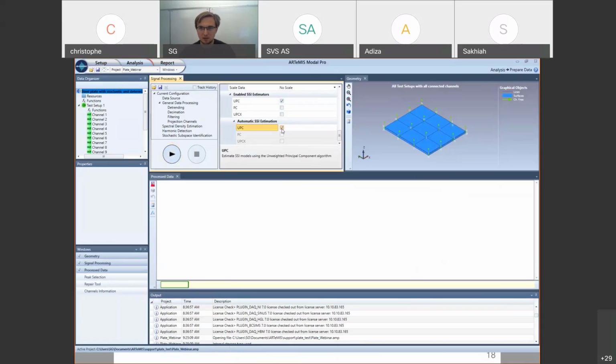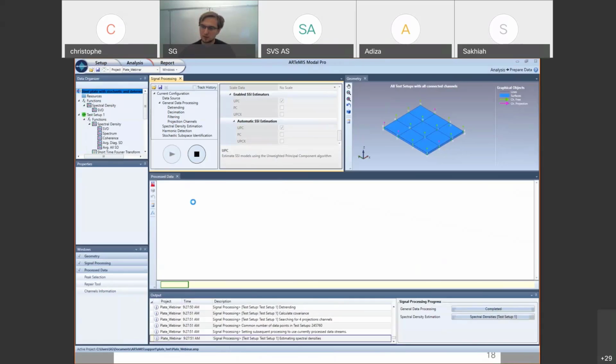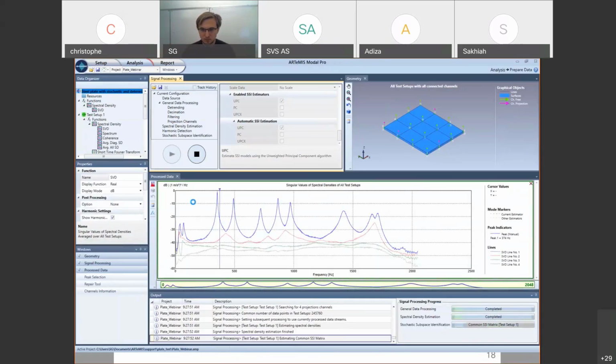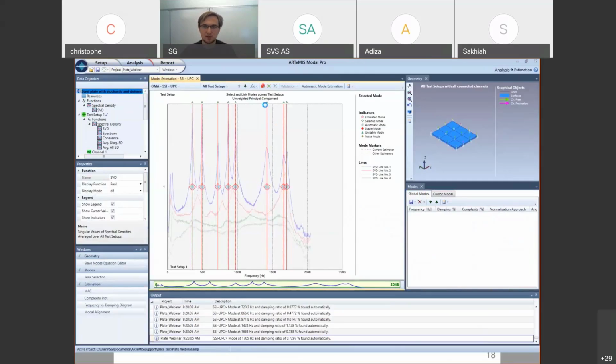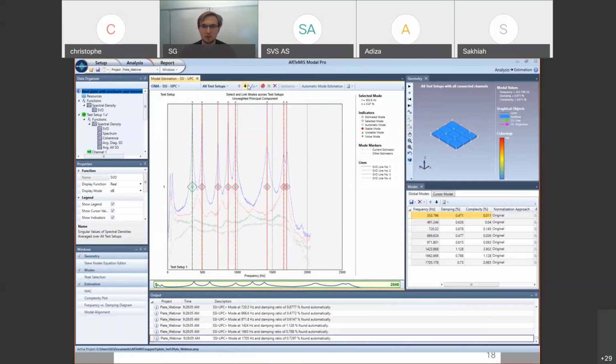So here, let's allow automatic SSI estimation and press run. So now everything is being computed. Here we can see a plot of the singular values of the power spectral density matrices that indicate where the frequencies with the highest energy are from all the measurements. And later on we'll be seeing if we can find any stable modes that are stabilizing along those frequencies.